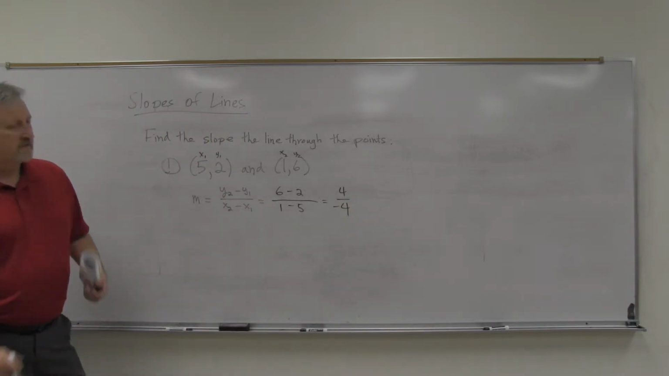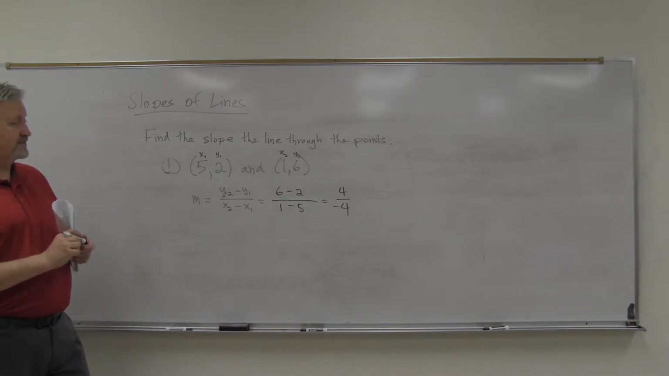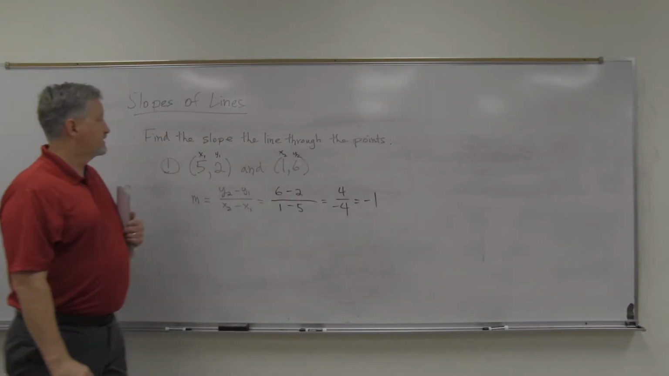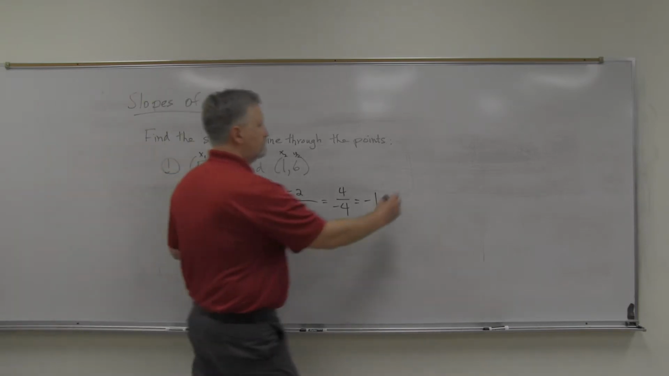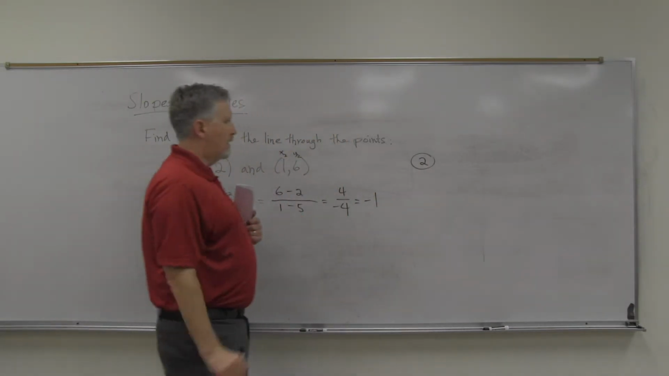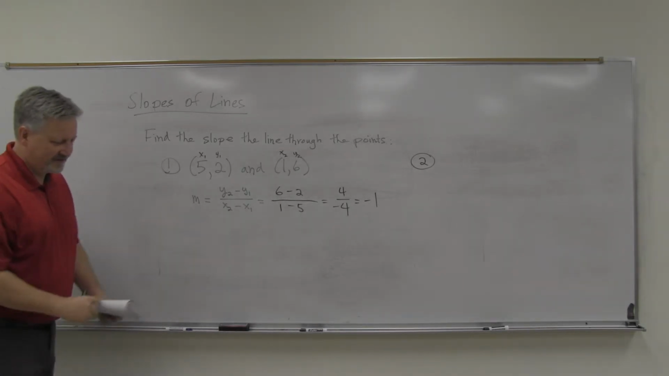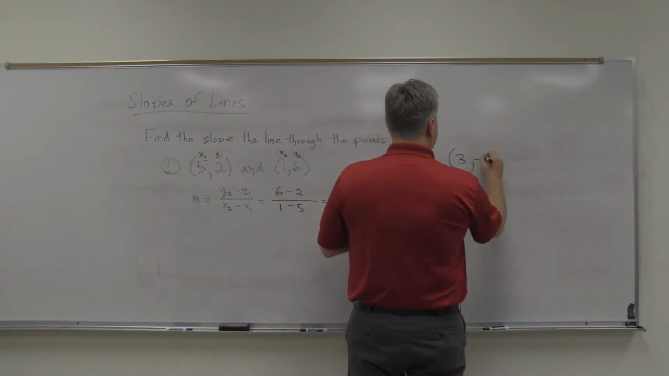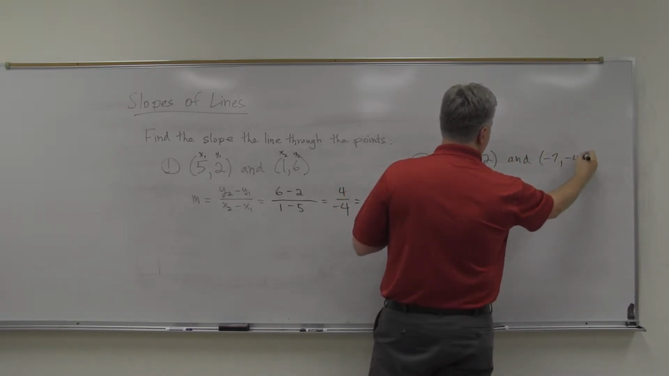Now, it is a fraction, so it can be reduced just like fractions can. 4 divided by negative 4 is negative 1. So this slope can be simplified. It has a slope of negative 1. I'll just do one more here because the tricky ones, of course, are the ones that involve negatives. Sometimes it's a little tricky. Same thing: find the slope through the line with points 3, negative 2 and negative 7, negative 4.